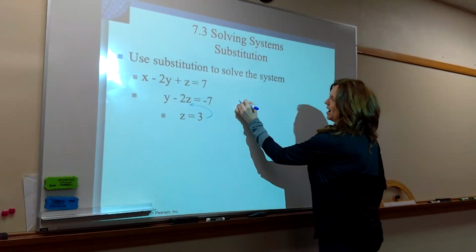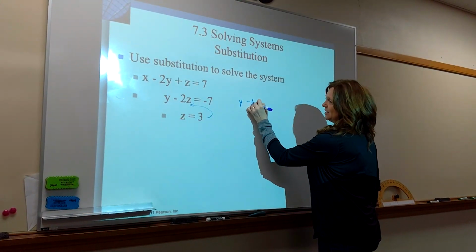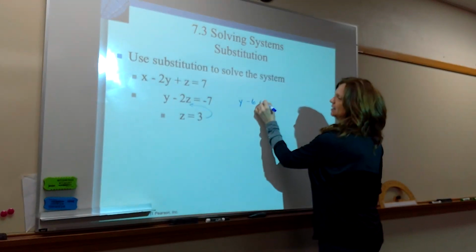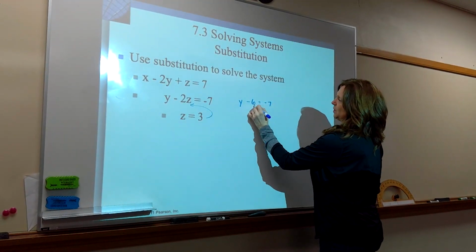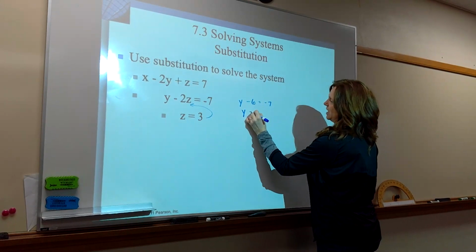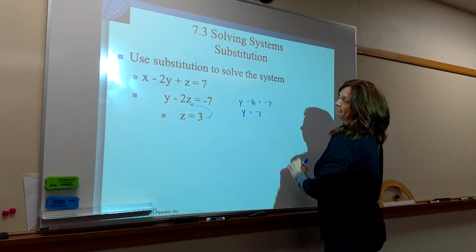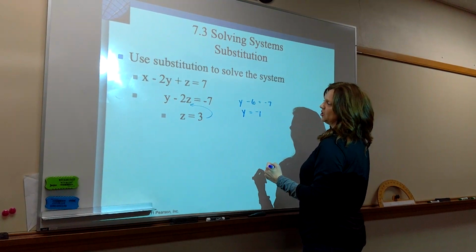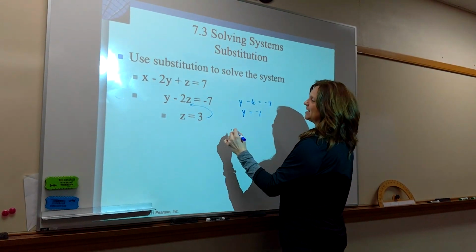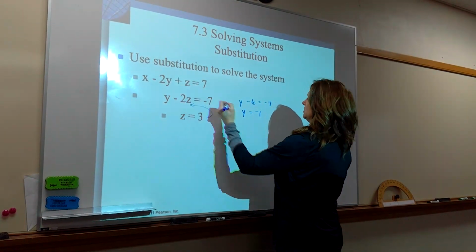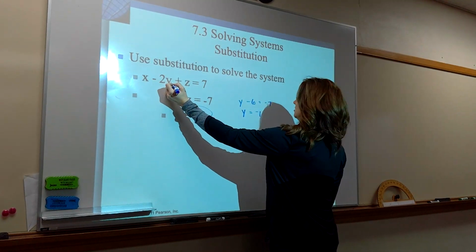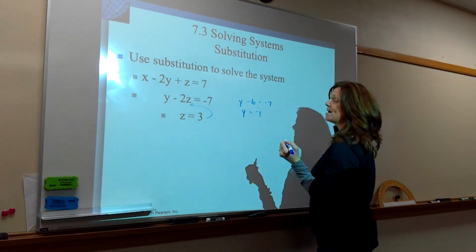So I have y minus 6, 2 times 3, equals negative 7. So I could add 6 to both sides, and I'd get negative 1. So now I have y figured out. And so then I could take my z, plug it here, take my negative 1, plug it there, and then I could figure out my x.